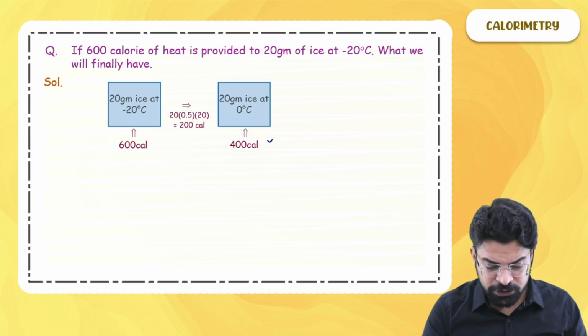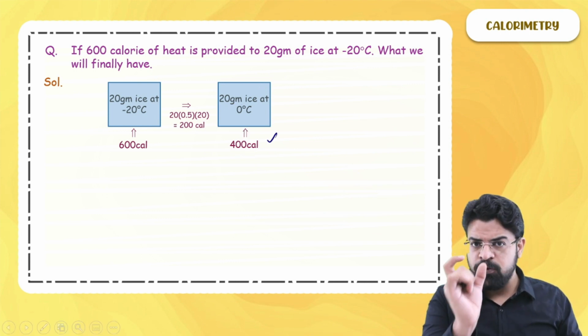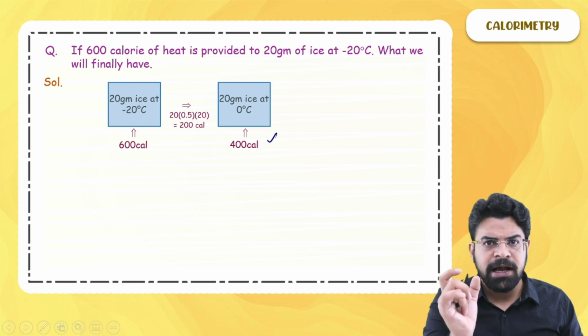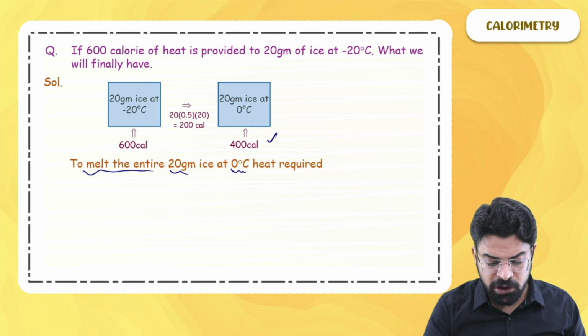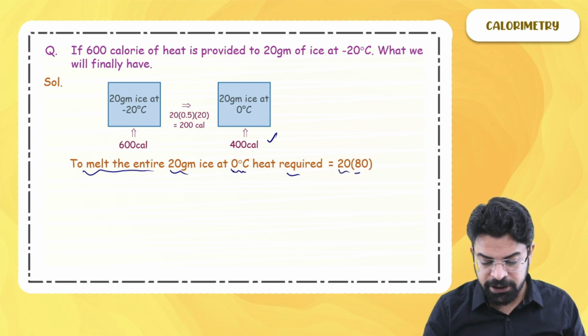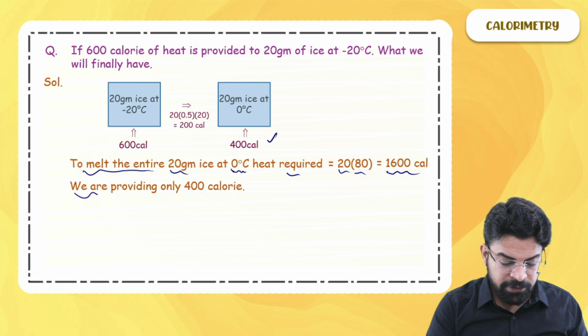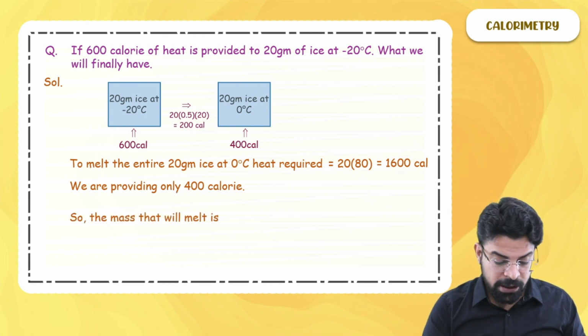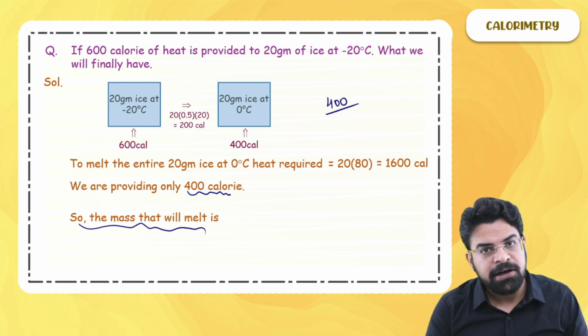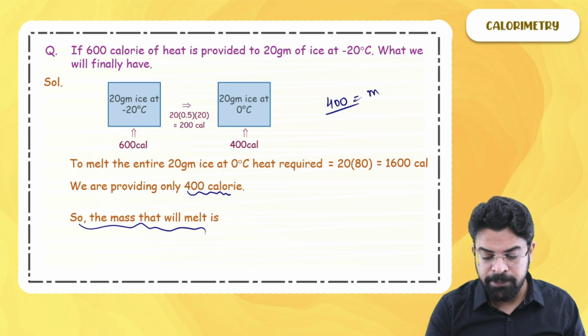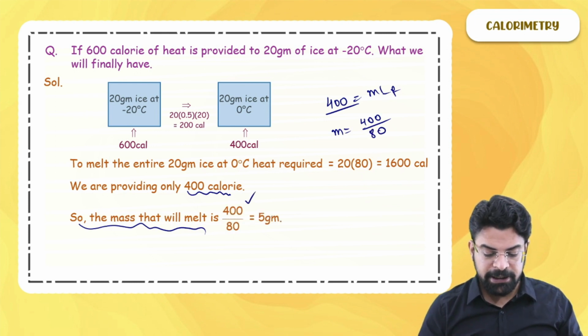So once you know that providing 400 calorie you can't melt the entire ice, what to do? To melt the entire 20 gram of ice at 0 degree centigrade, the heat required is 20 into 80, that is 1600 calorie. We are providing only 400 calorie. Now using this 400 calorie, the mass that will melt is the heat provided upon the latent heat of fusion. We know Q equals mL_F. So the mass that will melt equals Q, 400, upon latent heat of fusion, that is 80. So 400 by 80, that is 5 gram.